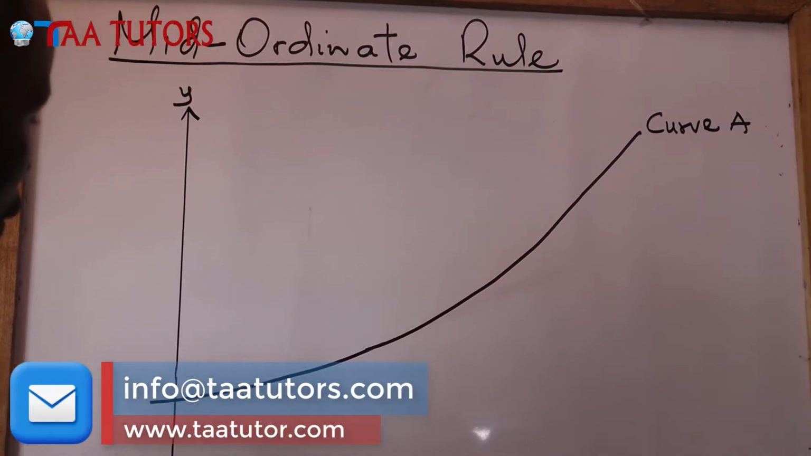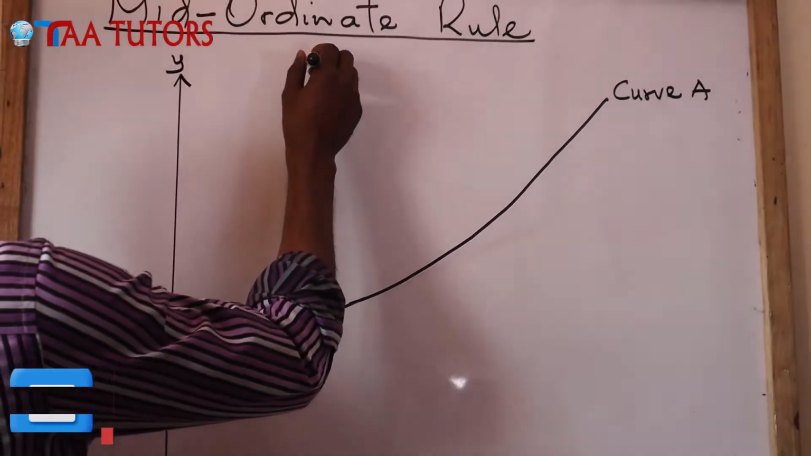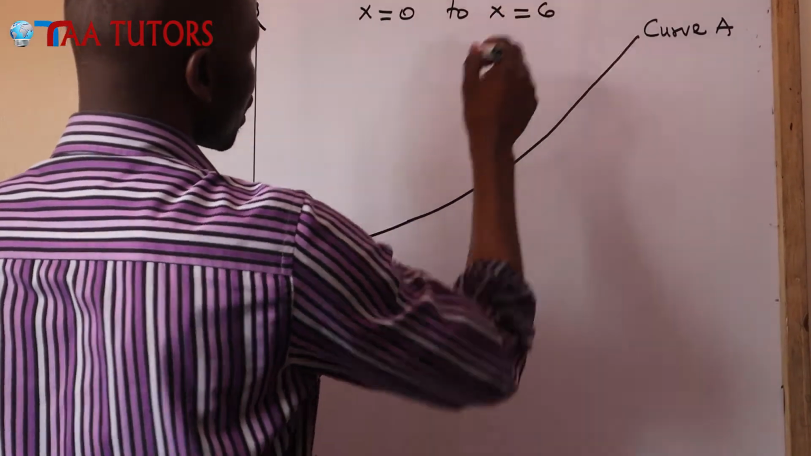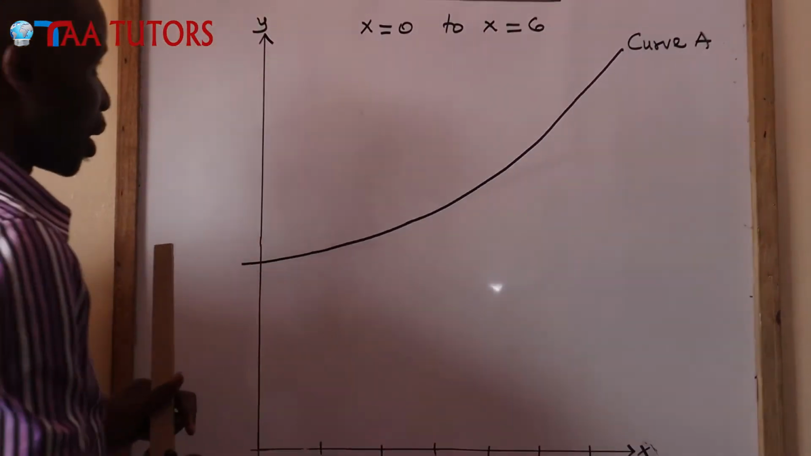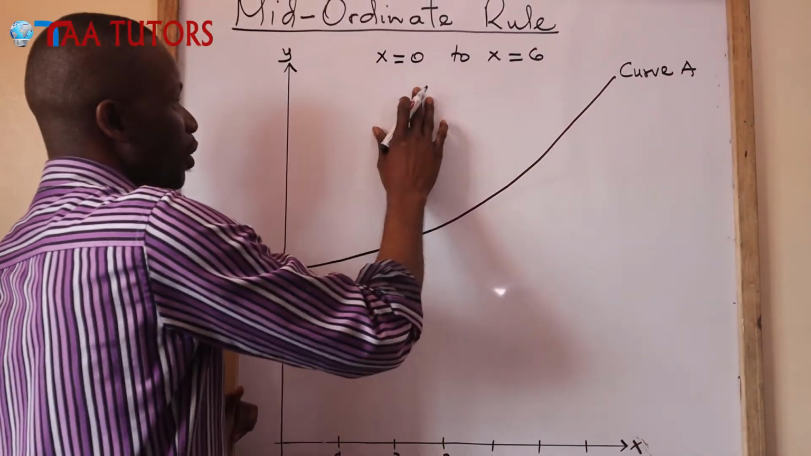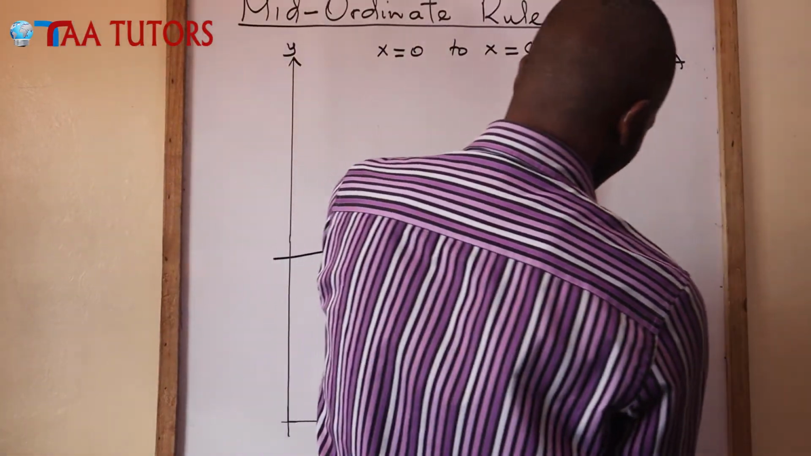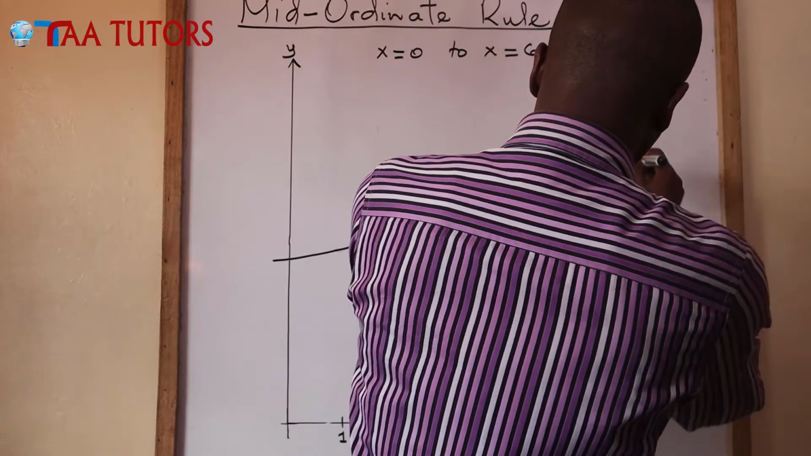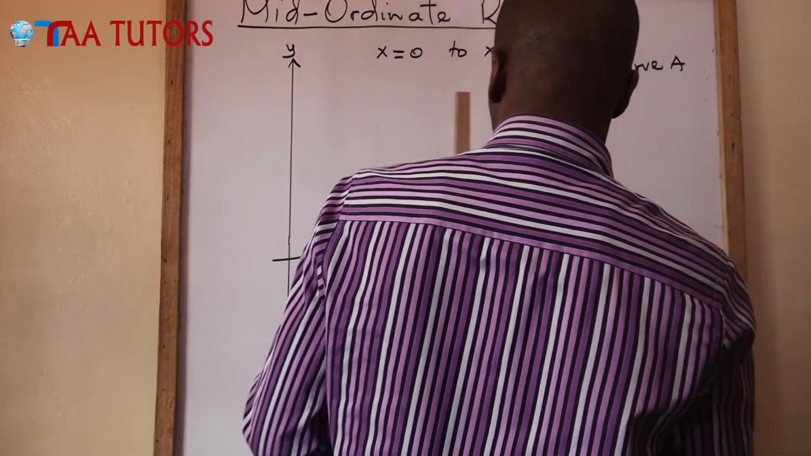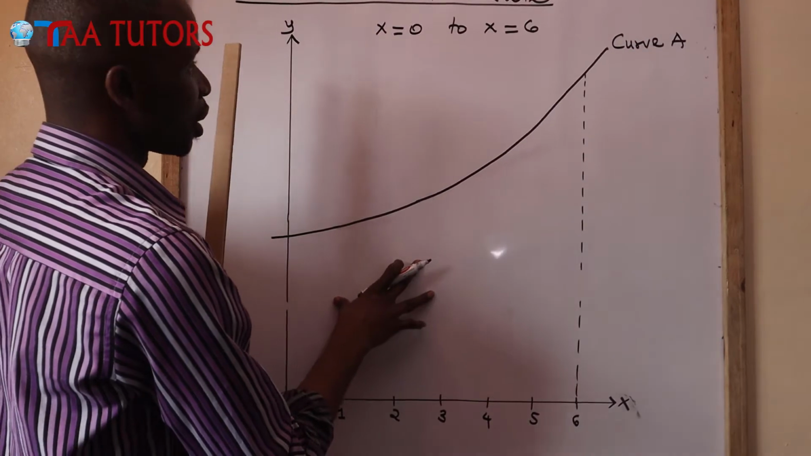Now, assuming we are asked to estimate the area under the curve from x equals 0 to x equals 6. Assuming we are asked to calculate the area under the curve, x equal to 0, x equal to 6, and the x-axis, meaning it is this area here. So we have this area under this curve here. That's what we want to estimate using the mid-ordinate rule.